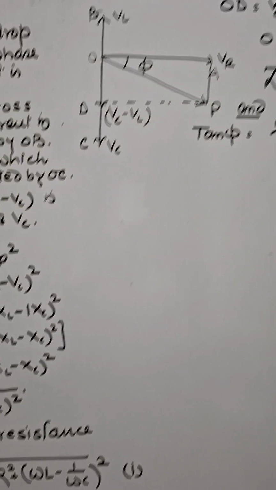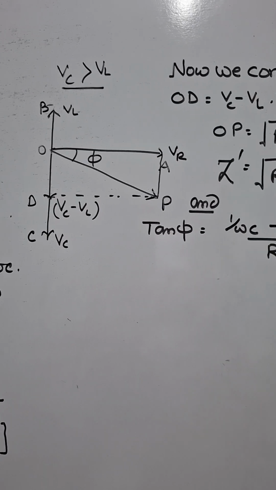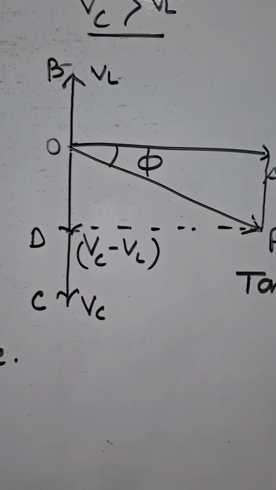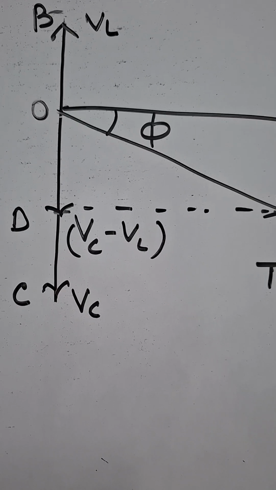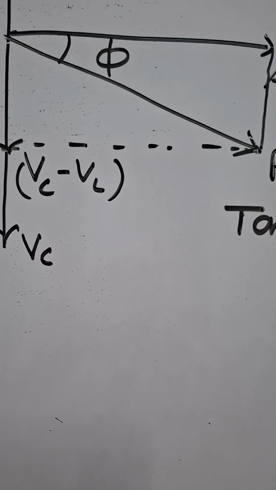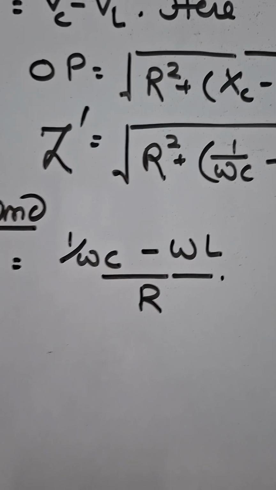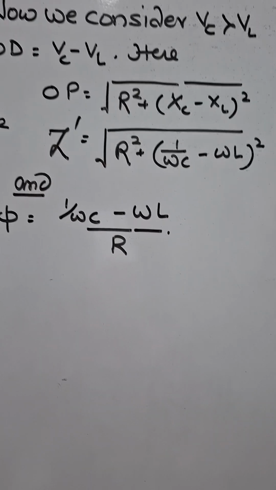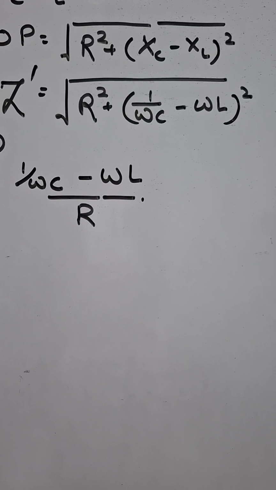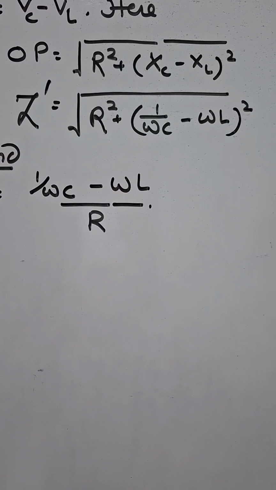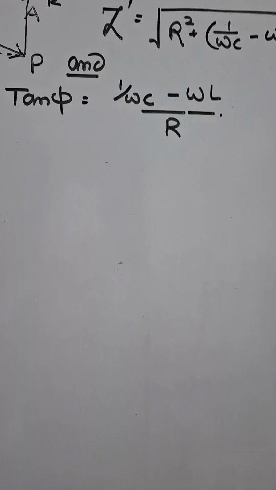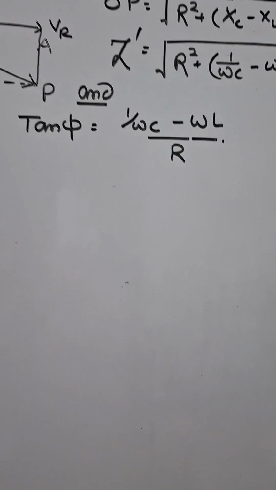Now we consider the case if VC is greater than VL. Students, if VC is greater than VL, the resultant of VL and VC will be the downward, that is OD, now equal to VC minus VL. In this case, impedance is given by Z dash is equal to root R square plus 1 upon omega C minus omega L square, and tan phi is equal to 1 upon omega C minus omega L upon R.